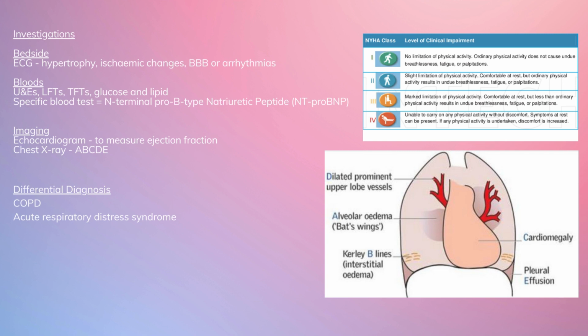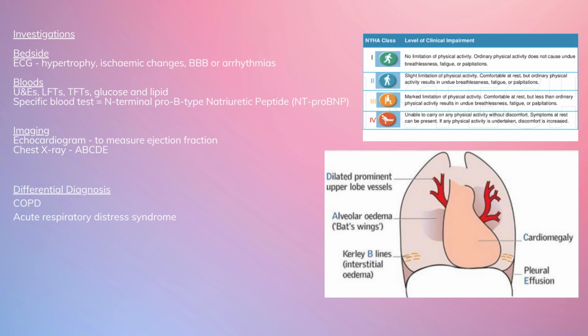We can classify this as the New York Heart Association Classification of 1. For class 2, there may be slight limitations of physical activity, so they may be comfortable at rest, but ordinary activities such as going up and down the stairs, turning on the TV, any kind of activities that you do day to day, going to the grocery store, can lead to them feeling quite breathless and fatigued, with palpitations.